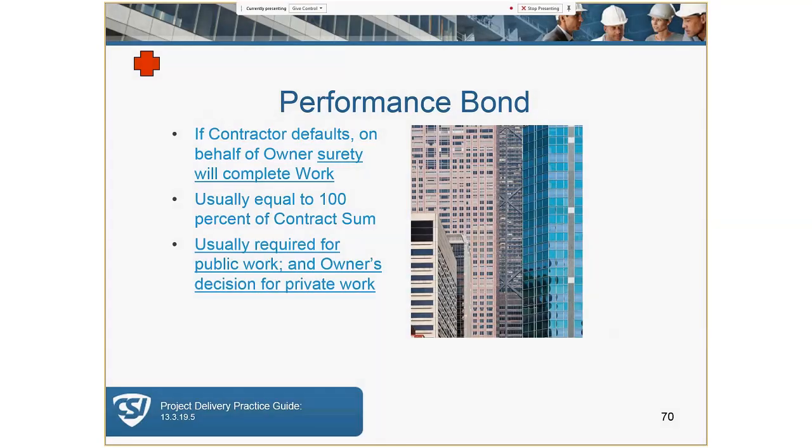Performance bonds provide assurance that the contractor will complete the work and is provided with the signed contract. It's provided for the full value of the contract. So the performance bond is required oftentimes for public work, but may be waived on private work or at the discretion of the owner. So as an AE, we need to be careful we don't get trapped into advising the owner on whether to require or waive the bond requirements.